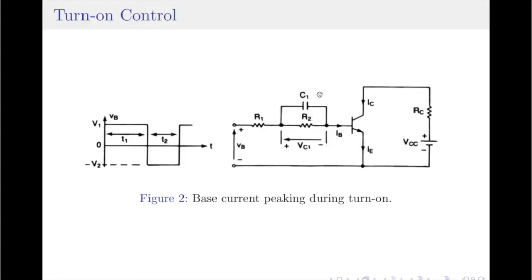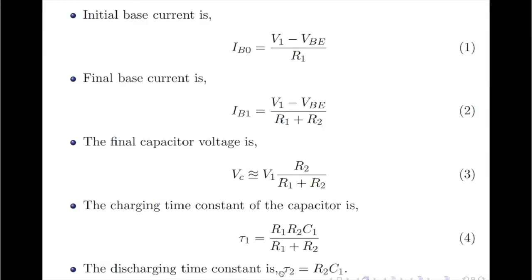In the meantime, the capacitor will also discharge from the previous value of V2 through the R2 and charges to the currently applied input voltage, which is minus V2 volts. The discharging time constant of the capacitor can now be given as tau 2 equals R2 multiplied by C1. To allow the capacitor to charge and discharge sufficiently, the widths of the base pulse during the turn on and turn off must be greater than tau 1 and tau 2 respectively.